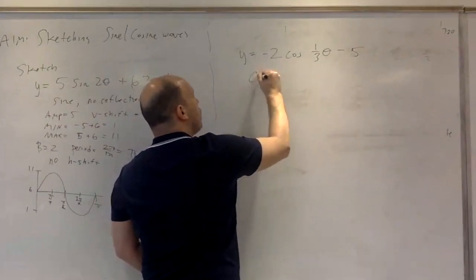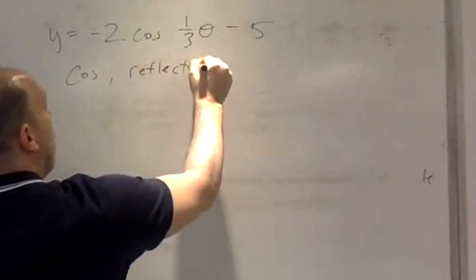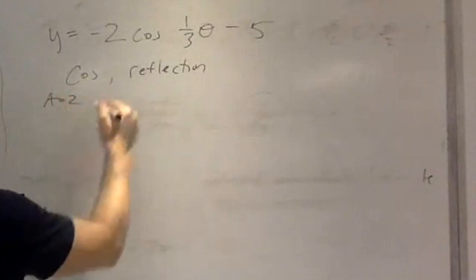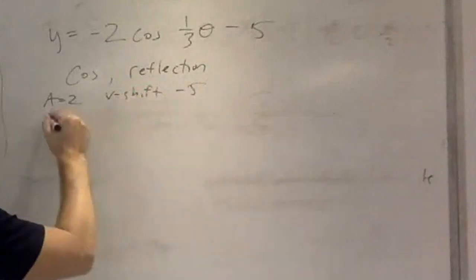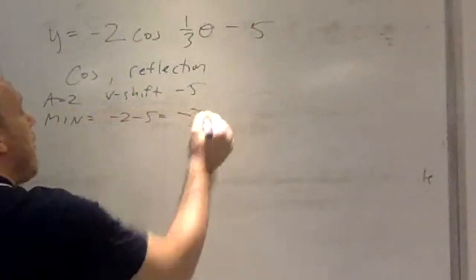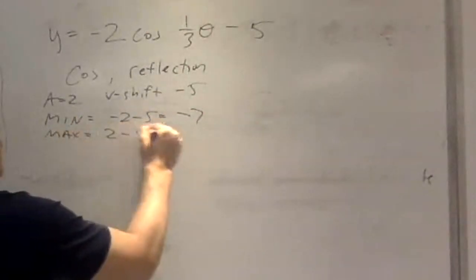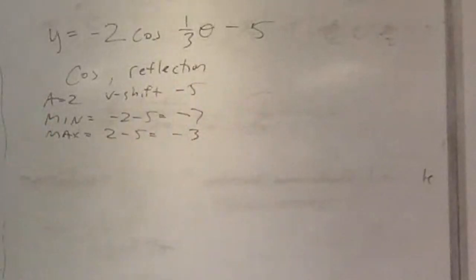Well, let's see. I know it's a cosine wave, and I know there's a reflection. Okay, so I know the amplitude is 2, and I know the vertical shift is negative 5. Therefore, the minimum is negative 2 minus 5, which is negative 7, and the maximum is 2 minus 5, which is negative 3. The midline is negative 5.